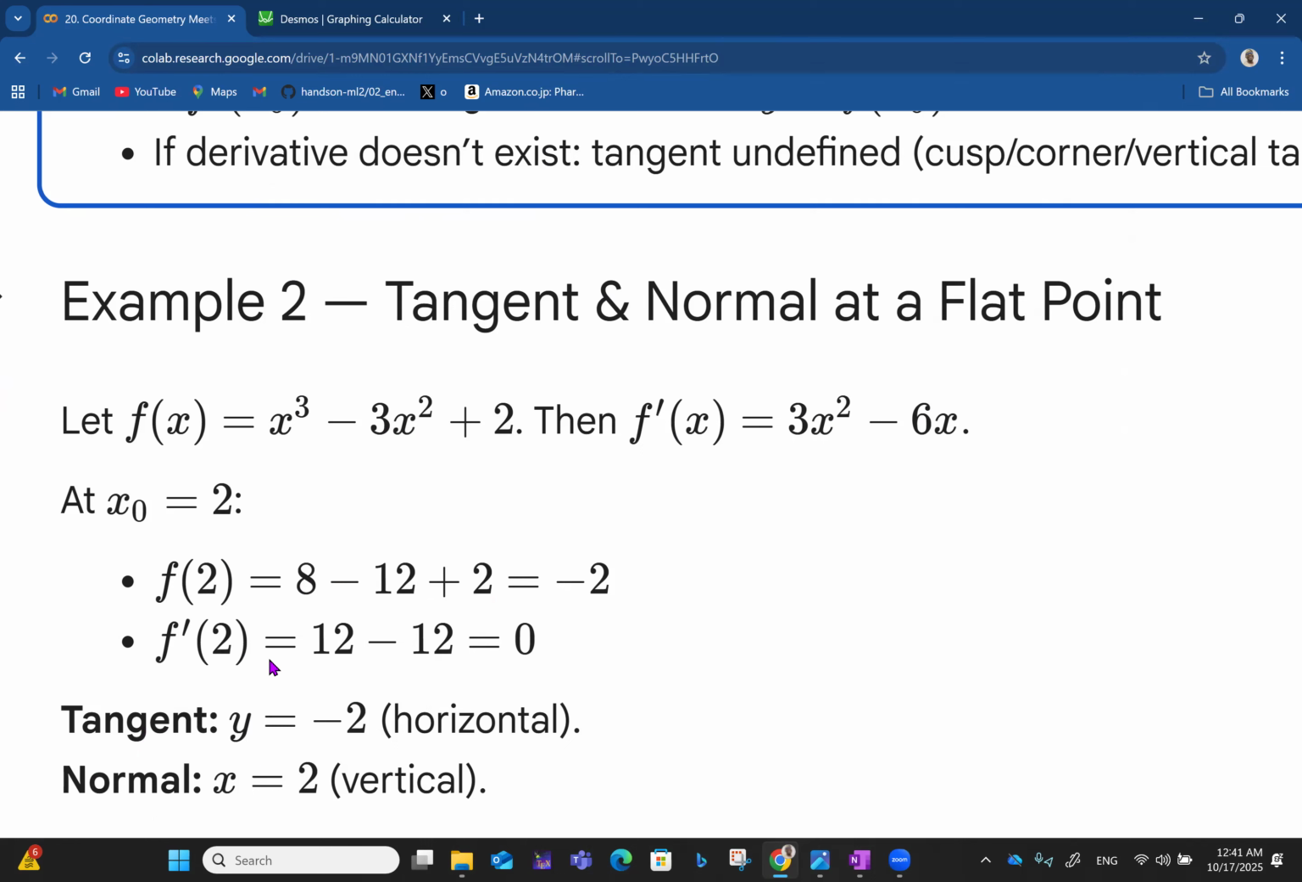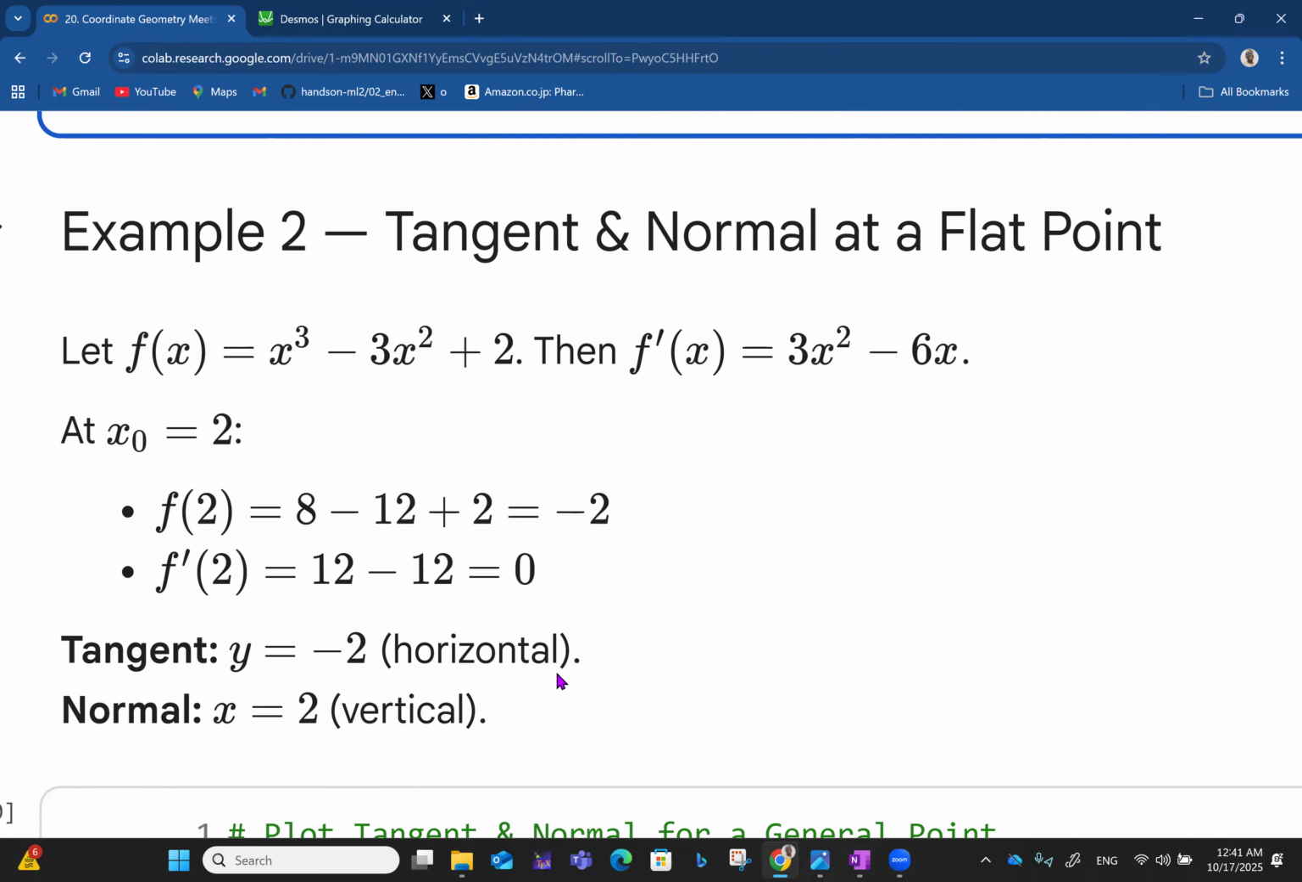Now the tangent. The slope tells us about the tangent, so the tangent is y equals minus 2. That will be horizontal, while the normal will be x equals 2, which is vertical. We have this minus 2 like this, and because the derivative at 2 is 0, the normal will be vertical, because the slope is undefined.